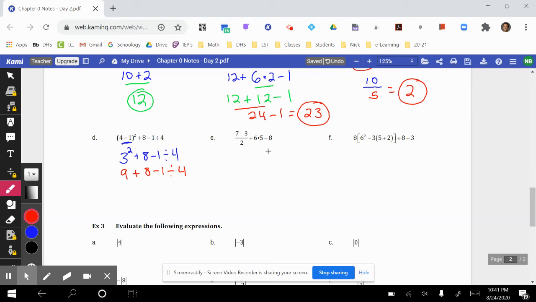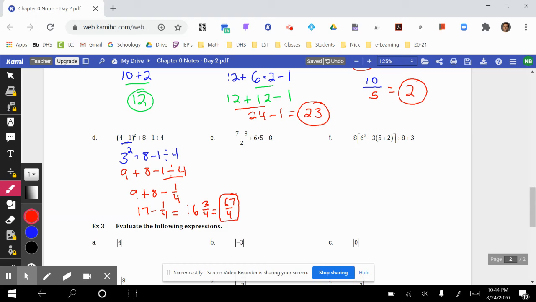Now I have to take care of this division here. We have to take care of that next, right? 1 divided by 4, we're just going to leave it as 1/4. So we have 9 plus 8 minus 1/4. Sometimes in math, these problems are not going to come out perfectly even, and that's going to be okay. Now we have 9 plus 8 is 17 minus 1/4. If I have 17 and then take away a fourth, that gives us 16 3/4, which is the same thing as 67/4.